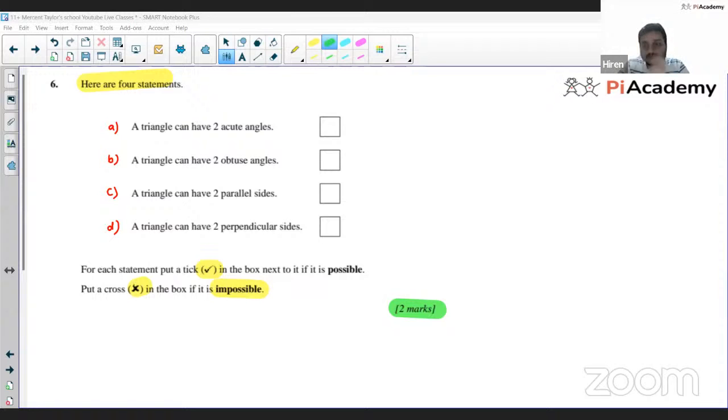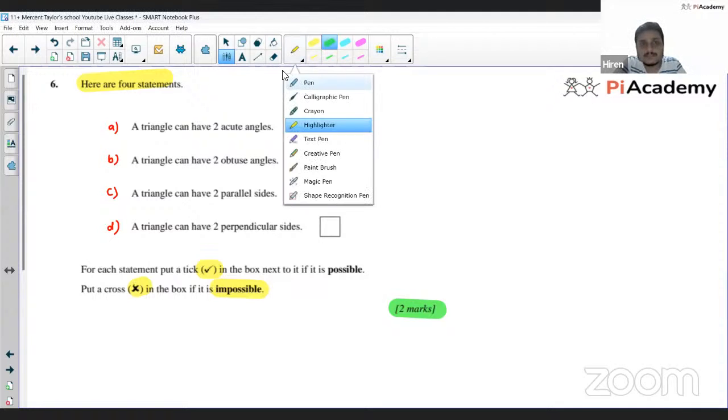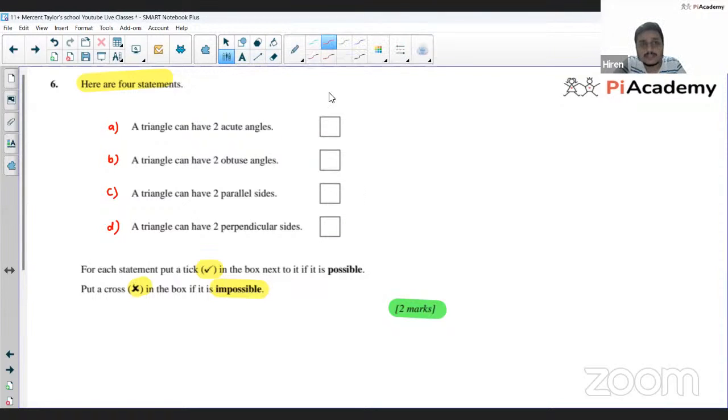Okay, so I'm getting many answers, but let me start the explanation. The first one: a triangle can have 2 acute angles. This is absolutely correct, and I can give you an example as well. Whenever you are dealing with a right angle triangle, remember, a right angle triangle means what? One of the angles is 90 degrees, right? So I can show you.